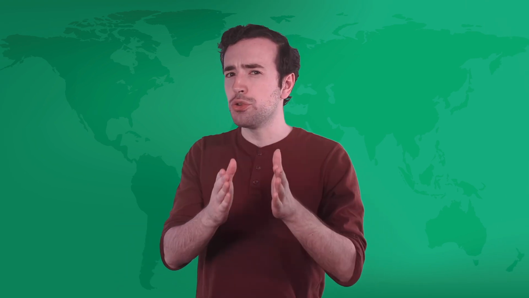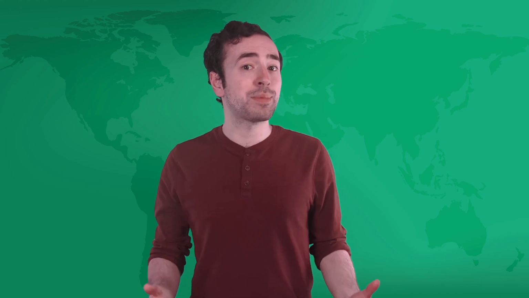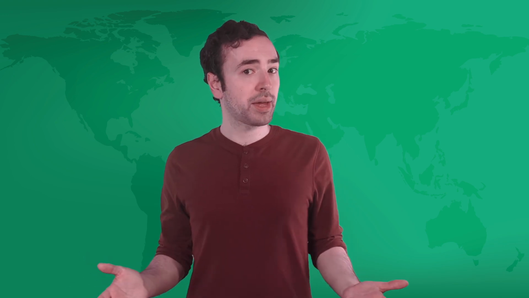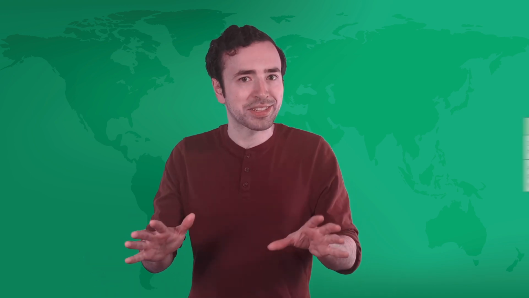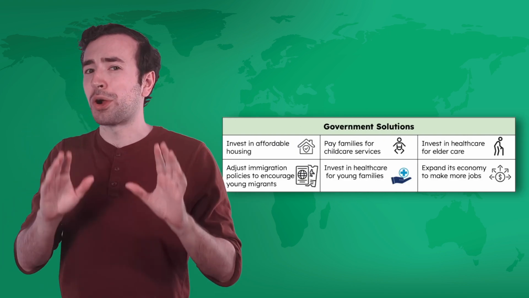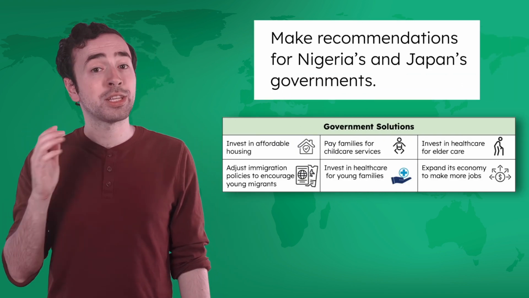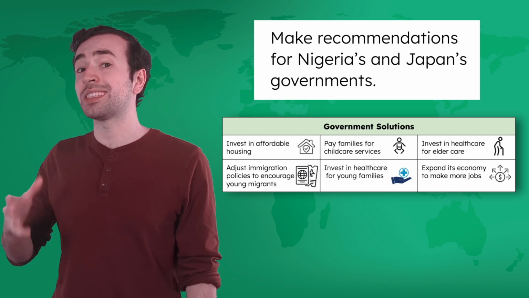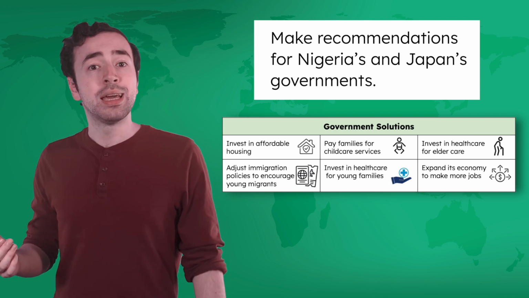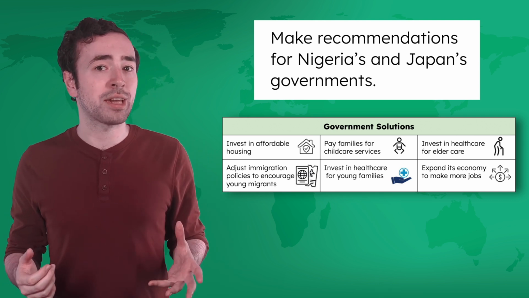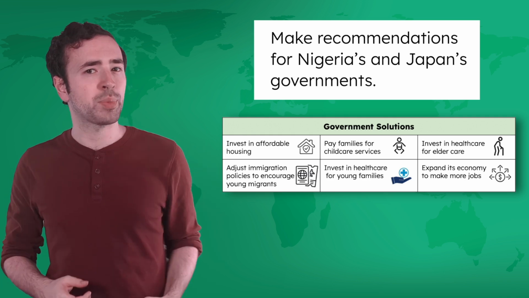Imagine Nigeria's and Japan's governments came to you, a demographer in training, for advice on preparing for their demographic changes. What would you say? It's a big task, I know, don't worry. In your notes, there are some options for you to choose from. Try organizing them into actions Nigeria's government should take to accommodate its young, growing population, and actions Japan's government should take for its older, shrinking population.